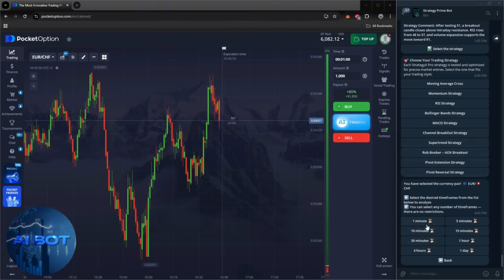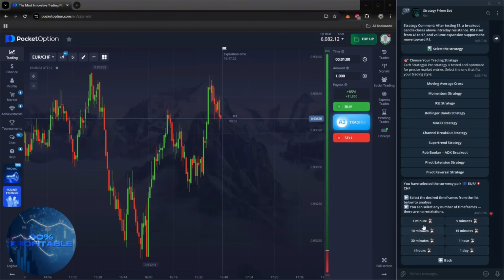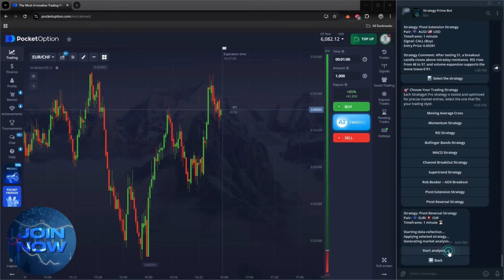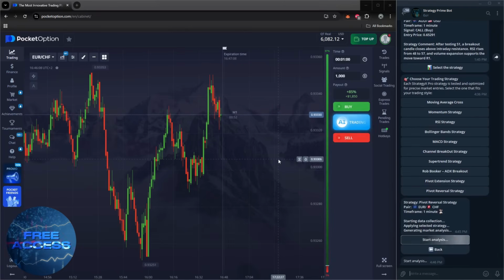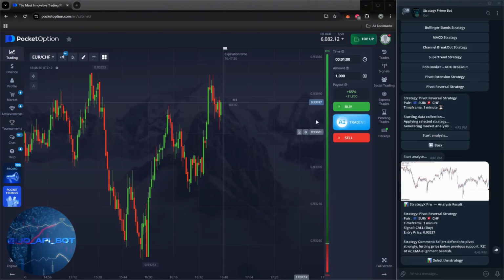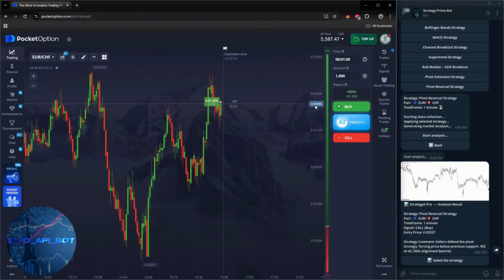We're going to trade on 1 minute. So we select 1 minute, but you have access to 8 different time frames ranging between 1 minute and 1 day. So whatever you prefer trading, you can do that. Let's press start analysis. And there we have it. This is all we need to do. And there it is. We have a buy position. So let's place a buy position.